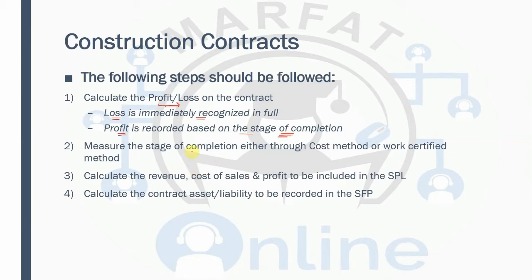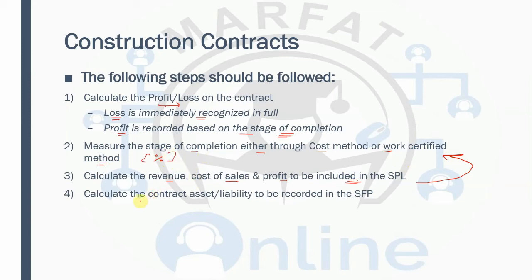The second step is to measure the stage of completion, either through the cost method or the work certified method. How much, in terms of percentage, the work is completed. So there are two methods, the input method or the output method. The third step is to calculate the revenue, cost of sales and profit to be included in the statement of profit or loss. And these figures will be calculated by using the percentage which we calculated in step number 2.